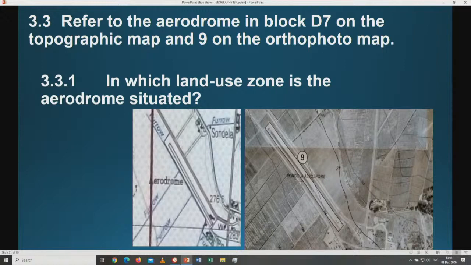This one, the aerodrome. Remember, the aerodrome is a small landing strip for aeroplanes, where the small aeroplanes come and land. Now, when you think about it, it should not be located too close to the highly built areas, grade 12, because the aeroplanes would be coming there to land. So why is it situated there?